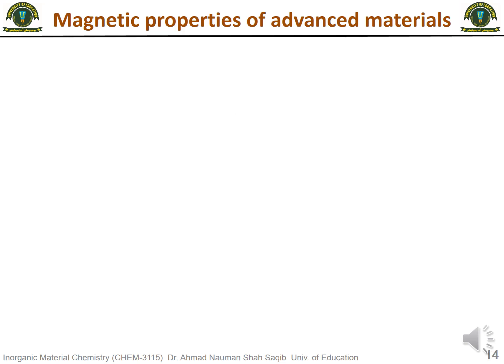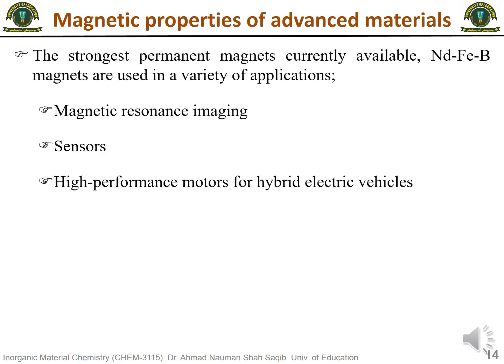Let's take another example. The strongest permanent magnet currently used is the composite material of neodymium, iron and boron, which was made around 1984, and after that it has been used in many applications. For example, in magnetic storage devices, or in electric vehicles, the motor contains neodymium iron boron composite magnets, because currently these are the strongest permanent magnets available.